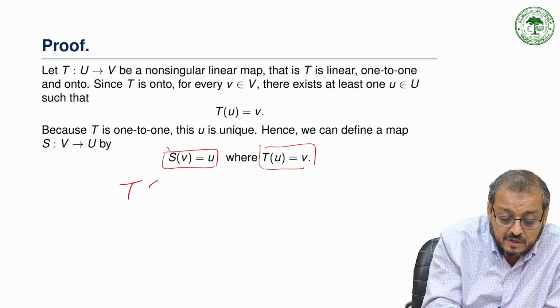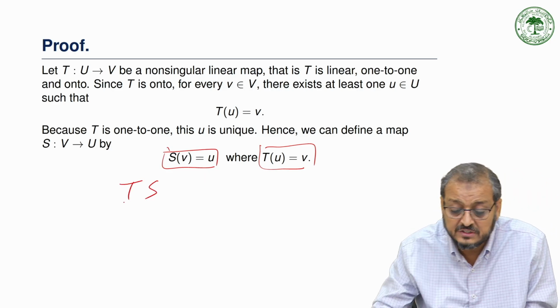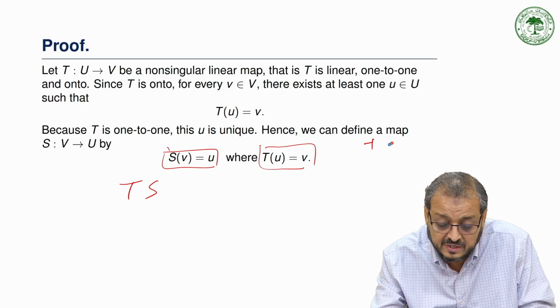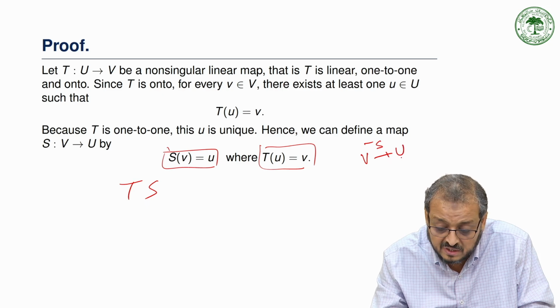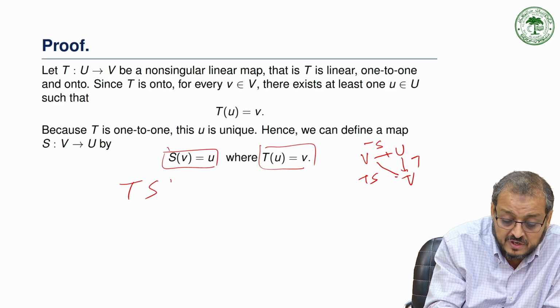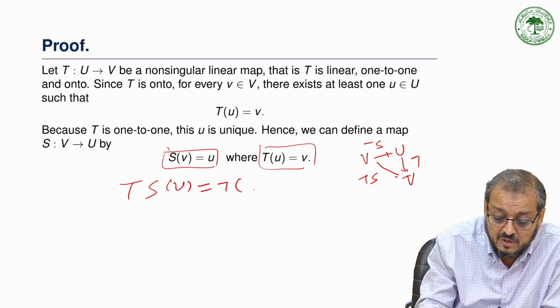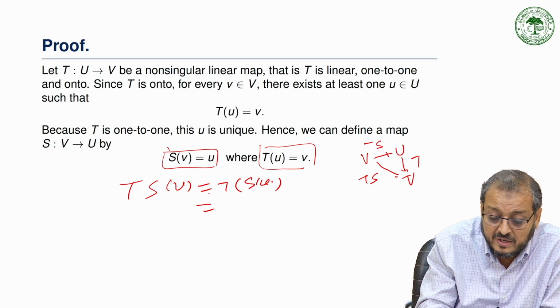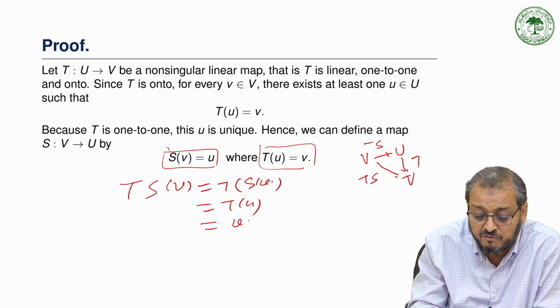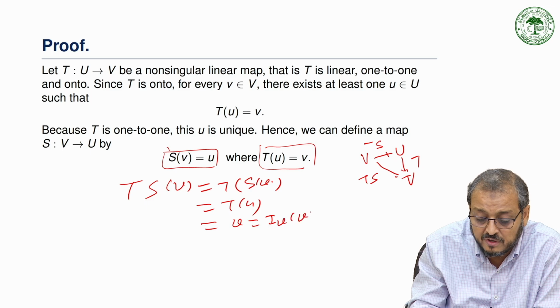We have T of S. Now, for S we have to just check. We have a map from U to V, and we take a map from V to U. Then T of S of V is equal to T of S of V. Now S of V is equal to U, so T of U, and T of U is equal to V, and V is nothing but the identity on V of V.